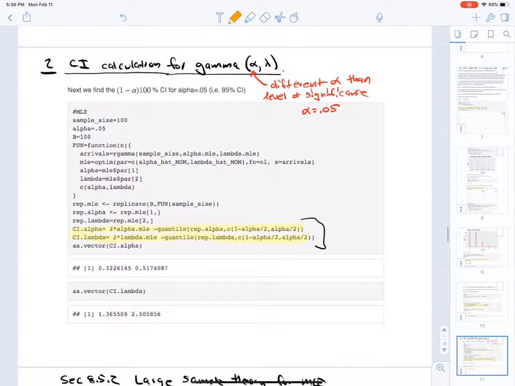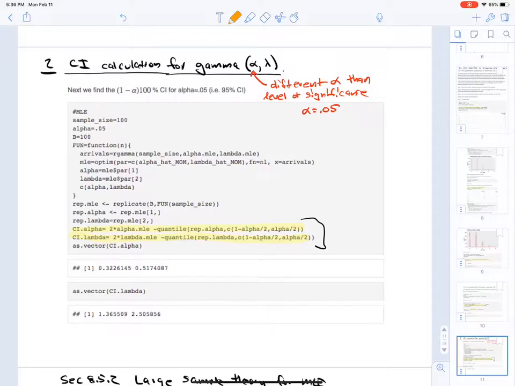Then I'm calculating a CI now. This is for a different problem, for gamma. I'm not showing all the code here, but we had some precipitation data, and that was our sample. We calculated the MOM estimate for alpha and lambda, and here I'm just following the process of finding a CI.